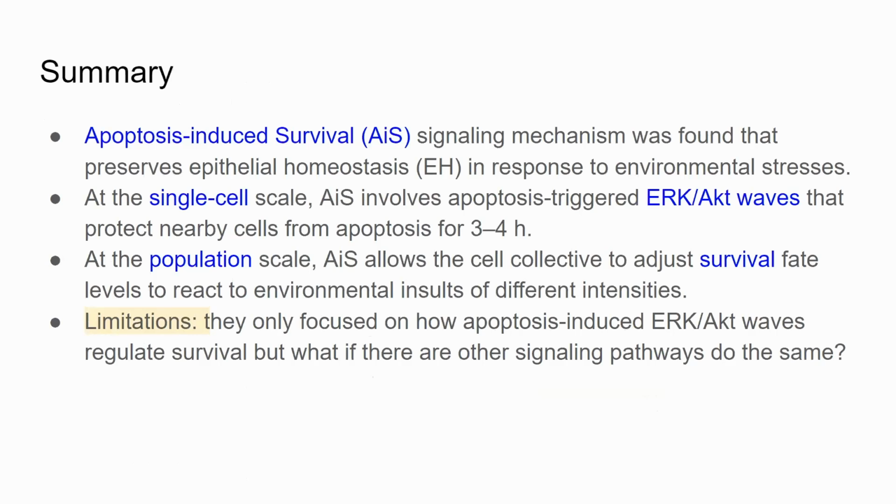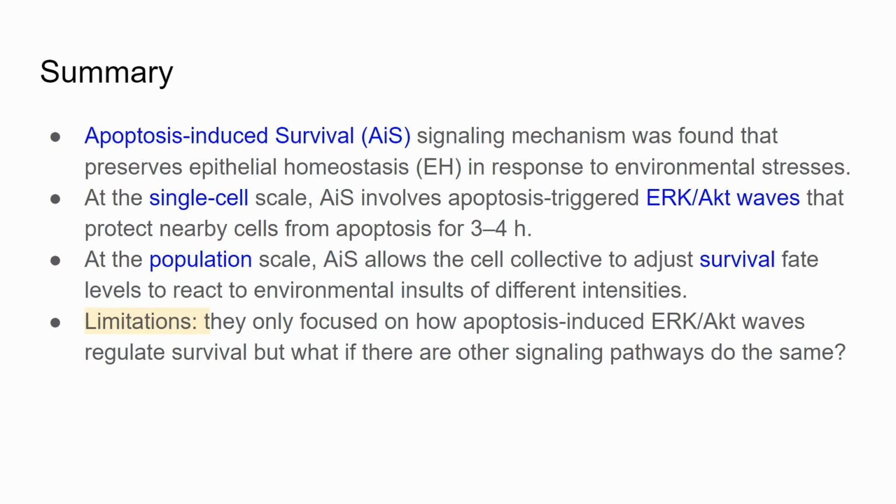Okay, so in summary, this apoptosis-induced survival signaling mechanism was found to preserve epithelial homeostasis in response to environmental stress. At the single cell scale, AIS involves apoptosis triggering an ERK activity wave, and at the population scale, AIS allows the cells to collectively adjust survival rates to make them more able to survive.